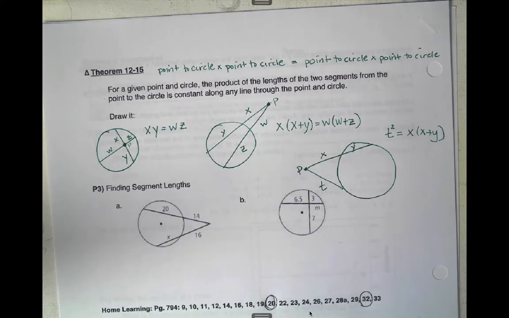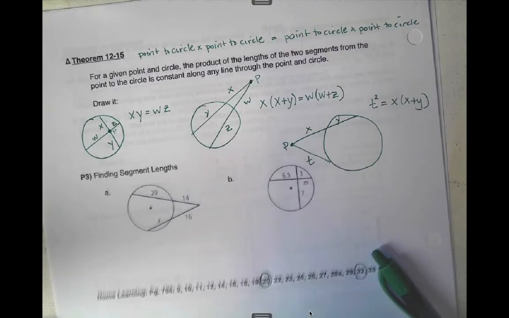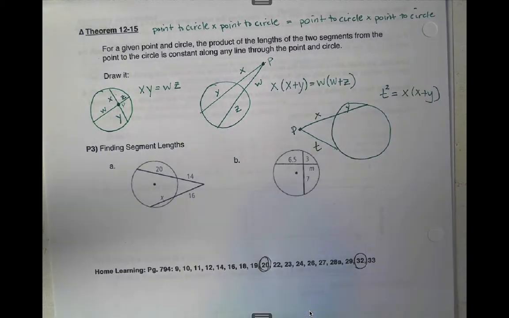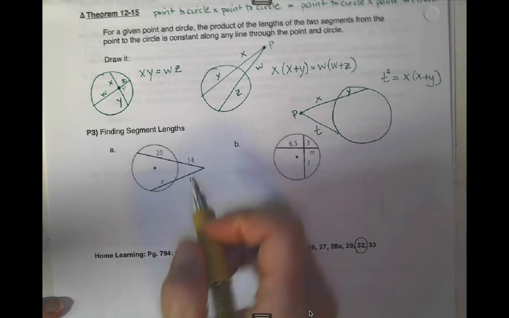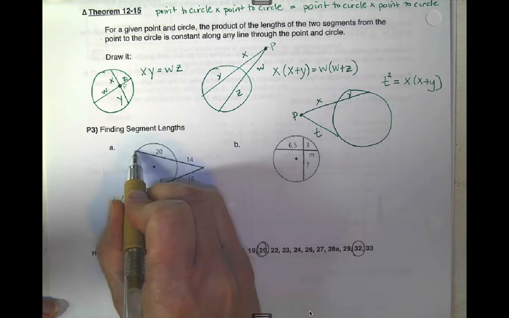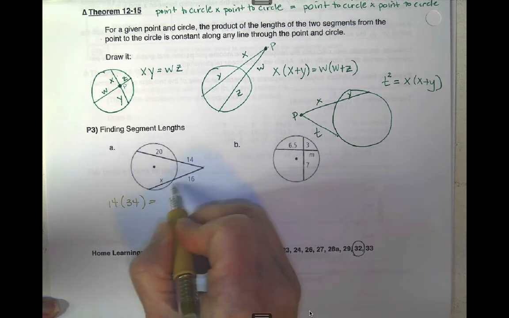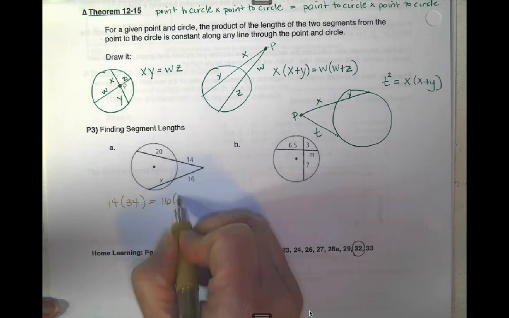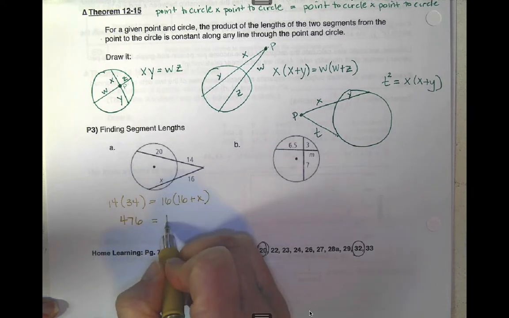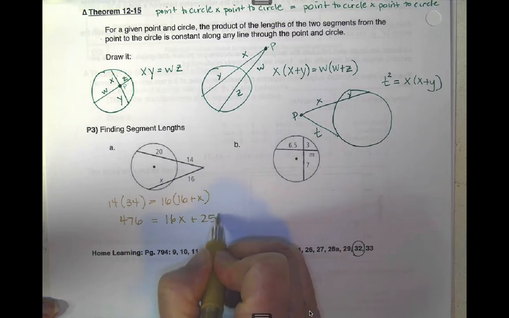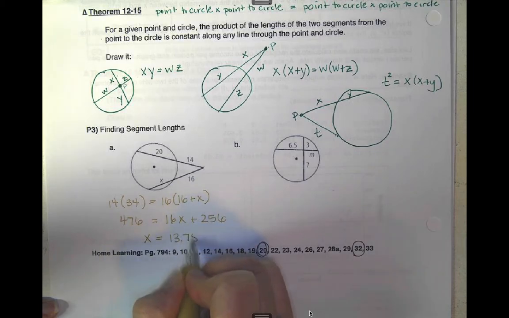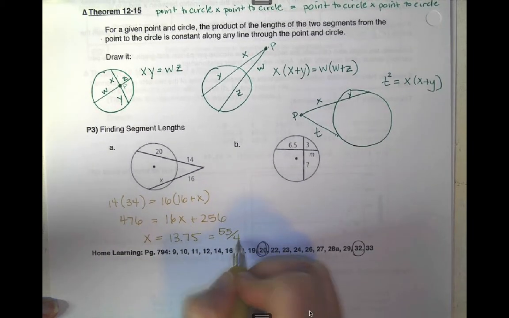All right, so those are the three different scenarios you could come up with. You could pause the video right now and try these next examples. When you're ready, unpause. So this one looks like this one right here. Point to circle times point to circle, so that's 34, is equal to point to circle times point to circle, that's 16 plus x. Over here, I end up with 476. Here, I end up with 16x plus 256. I do my math here. I get x is equal to 13.75, or if you left it in fraction, it's 55 and a fourth.